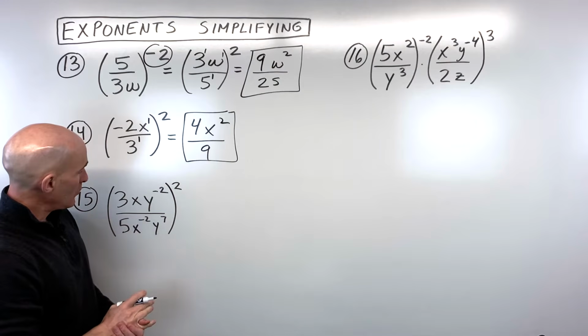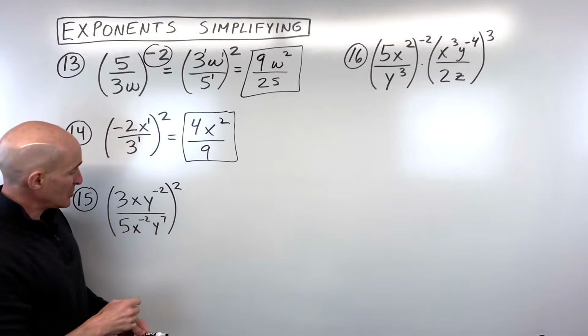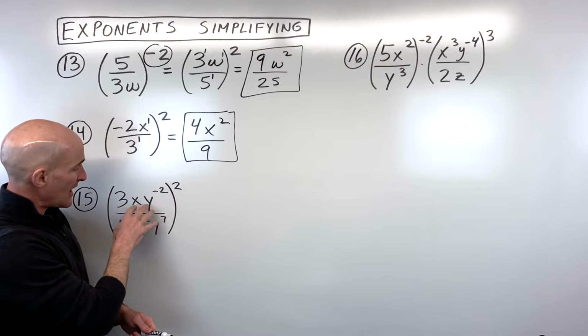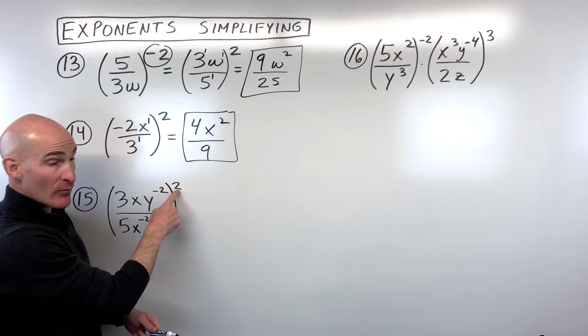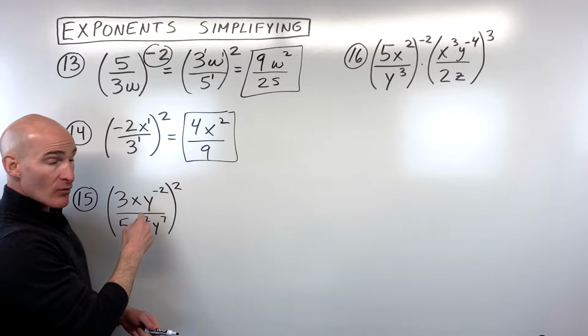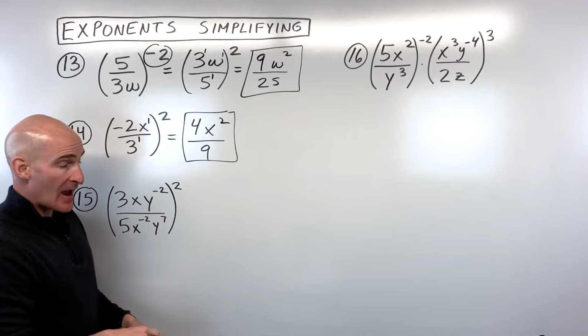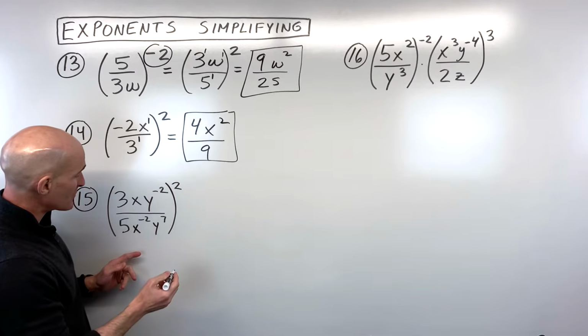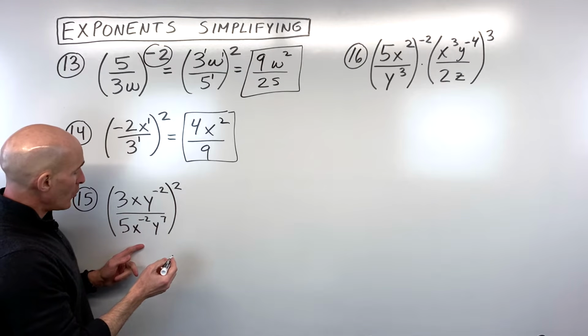Number 15, what do you think on this one? Now you've got a couple options. You could try to reduce what's inside the parentheses first, and then raise it to the second power. Or you could just go ahead and raise it to the second power and then simplify after. Either way, you're going to get the same answer on this problem. So which way do you want to do it?